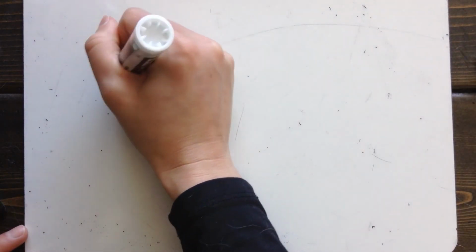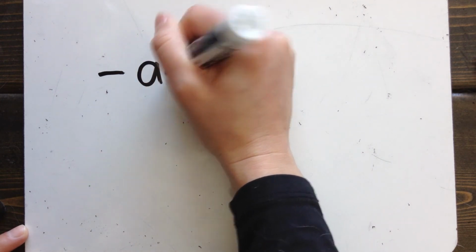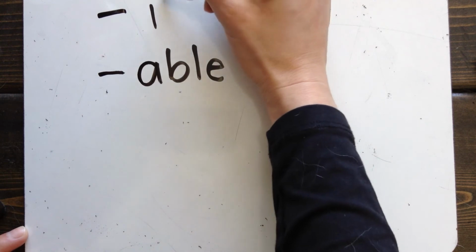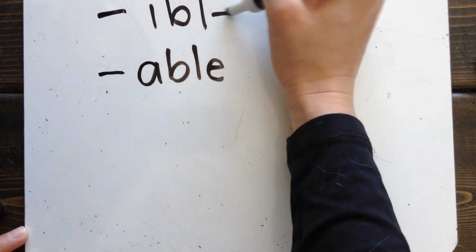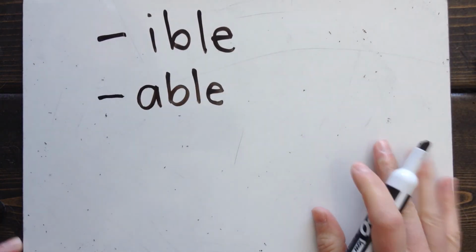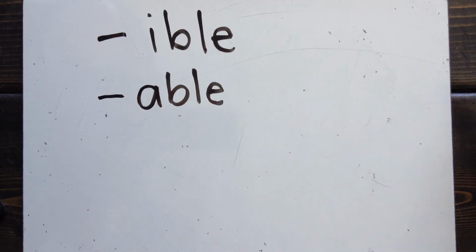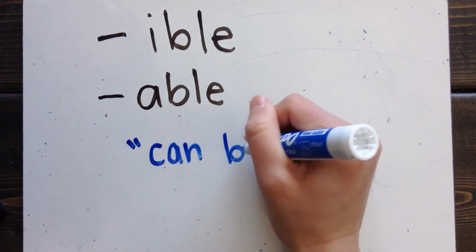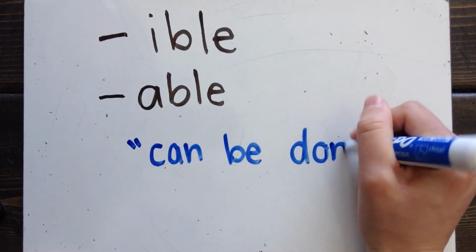The last suffix that we will look at today is able. Although sometimes you will see ible, which has the same meaning. Able and ible mean can be done.